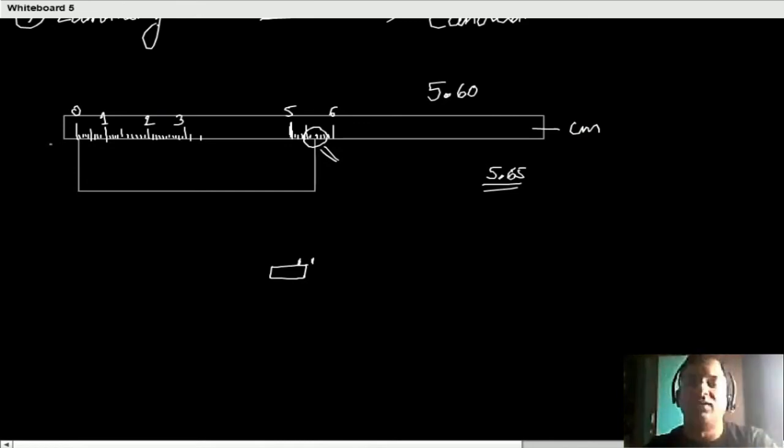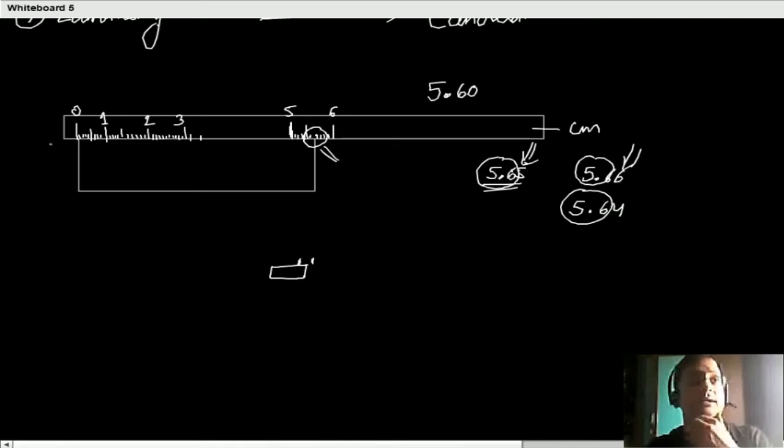Let's say I have given it to someone, and he said 5.66. And I said, no, it is not 5.66. It is not 5.65, but it is 5.64. All of us, me, you, and a third person, are sure about these two digits. But all of us are not sure about this digit. This is related to significant figures.